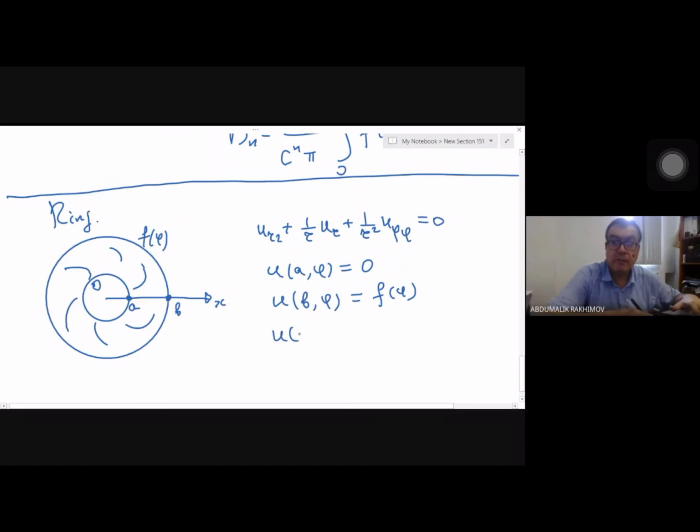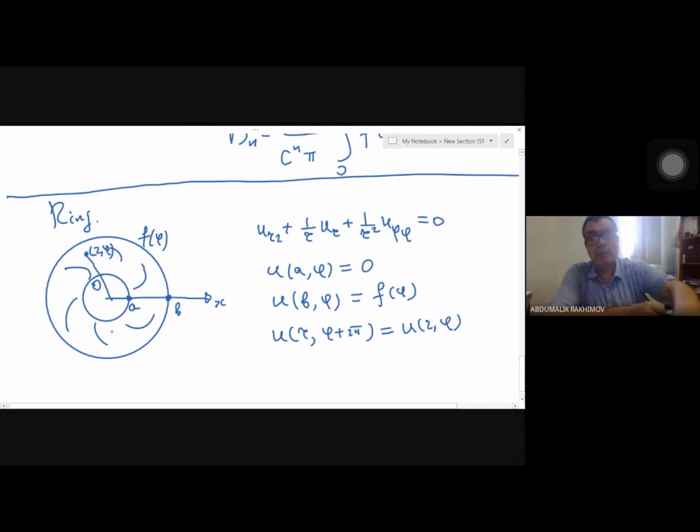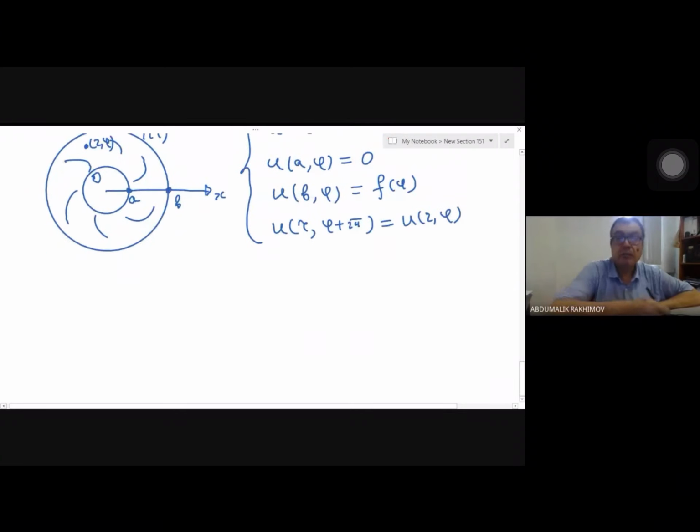Then, of course, it must be periodic: U(r, phi plus 2 pi) is equal to U(r, phi), because r phi is the same. If you change phi to phi plus 2 pi, it will be the same point. So this is the statement of the problem: the equation, two boundary conditions, and the condition that the function must be periodic.